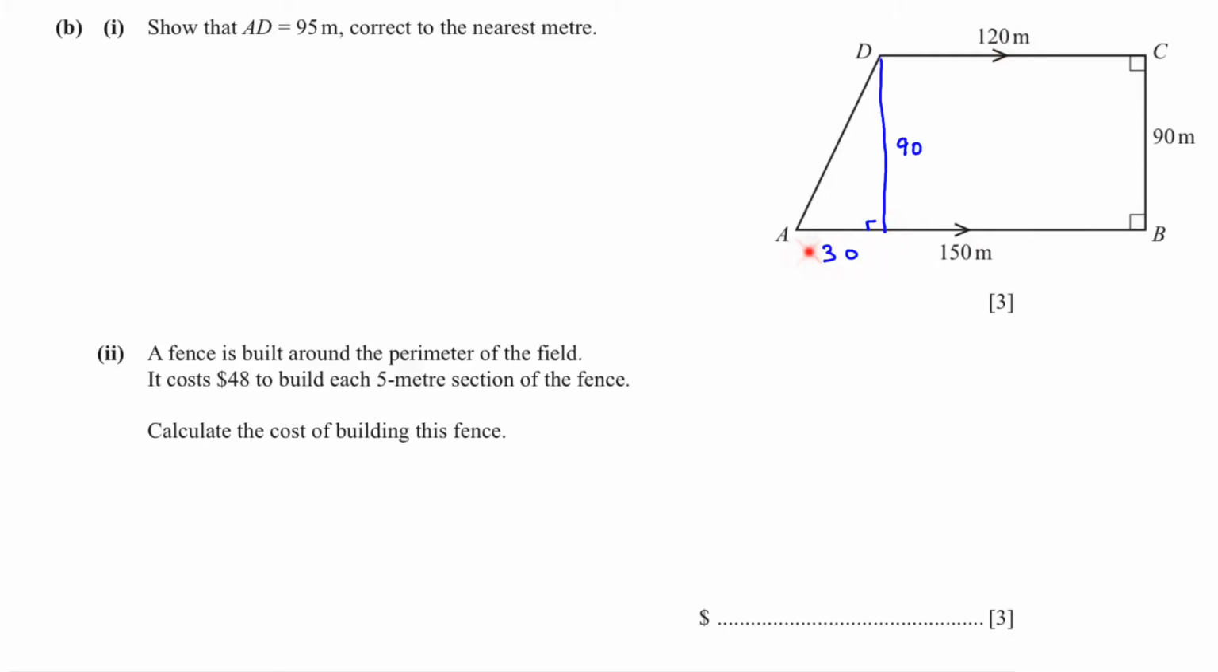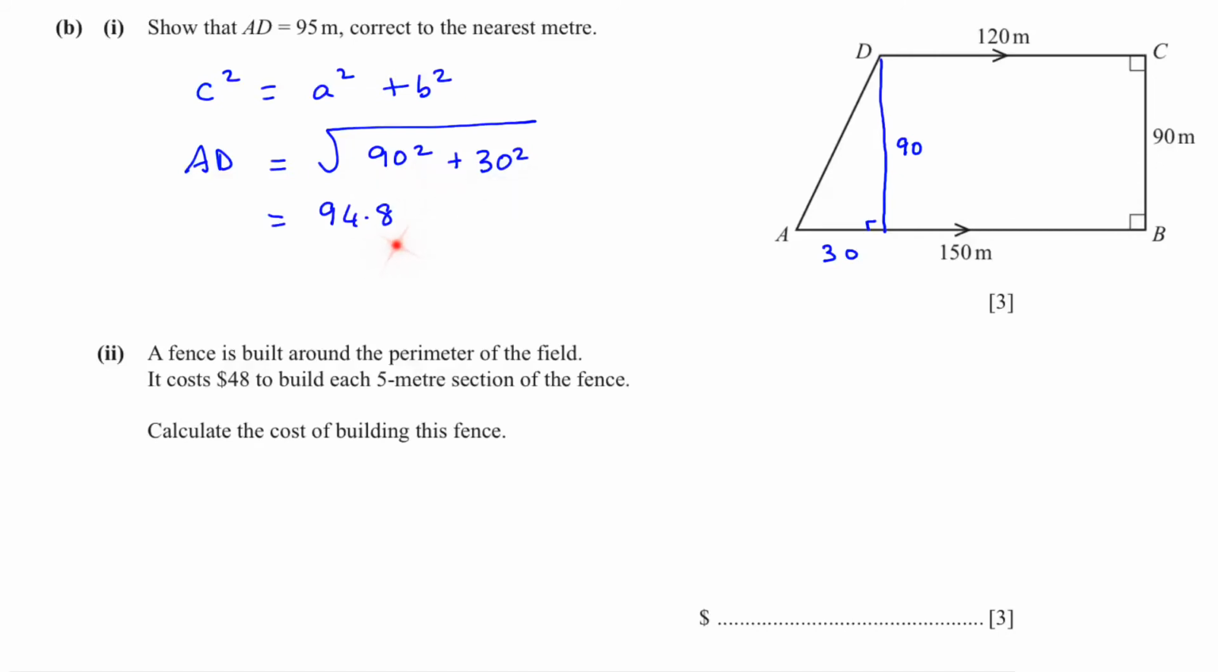As it is a right angle triangle and 2 sides are given to us, to find the third side, we use the Pythagoras theorem, which is c square is equal to a square plus b square. C is your hypotenuse. To find your hypotenuse, we square the other 2 numbers, add them and square root. So AD is equal to square root of 90 square plus 30 square, which will give us 94.8. When we round, this will get 95 meters.